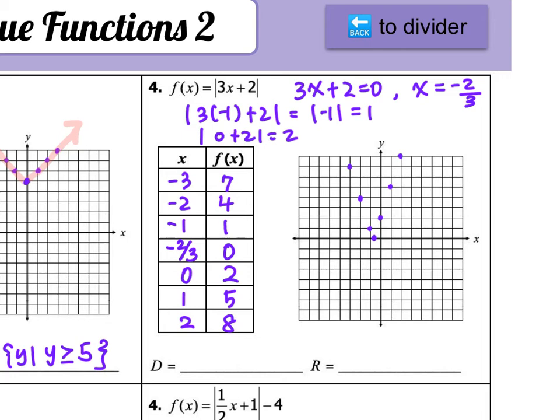So let me draw. And some of you plug in the fractions. That's totally fine, as long as you have a sketch of the V-symmetric graph of the absolute value function. So the domain is all real numbers, and the range is y is greater than or equal to 0.